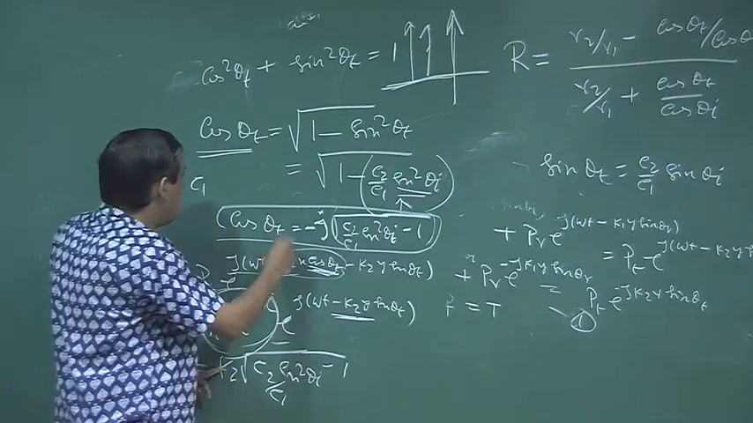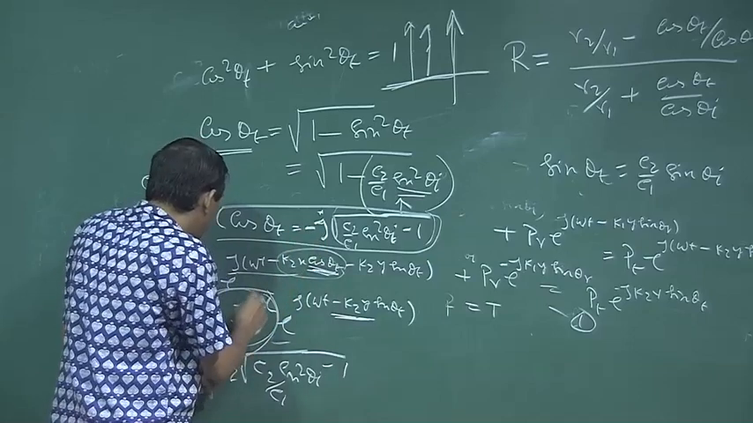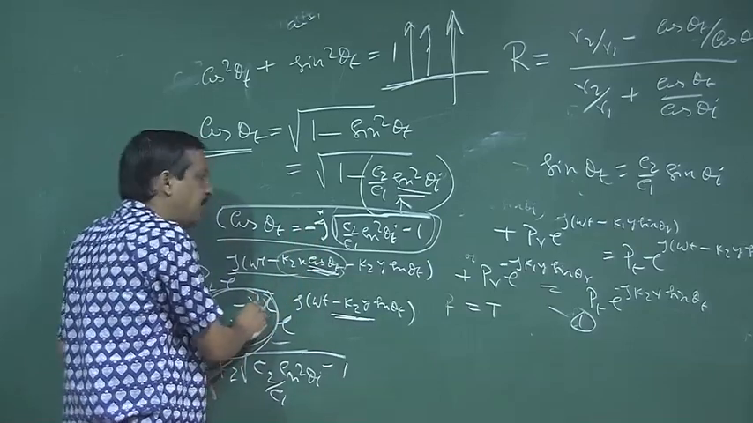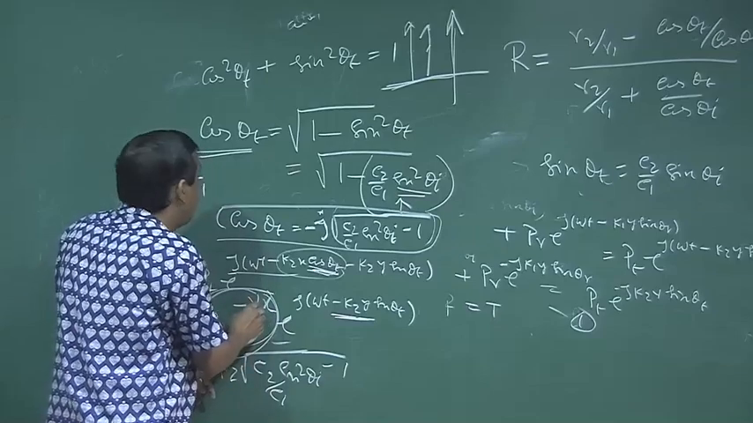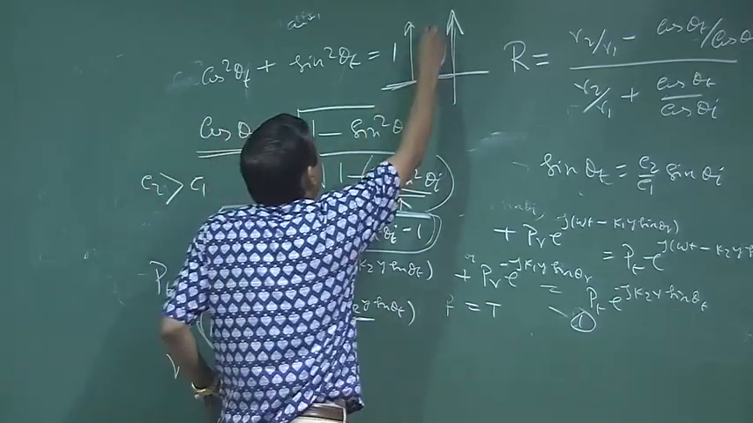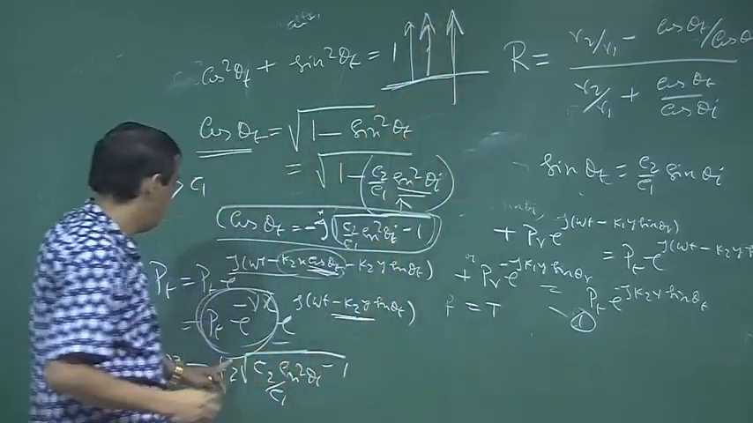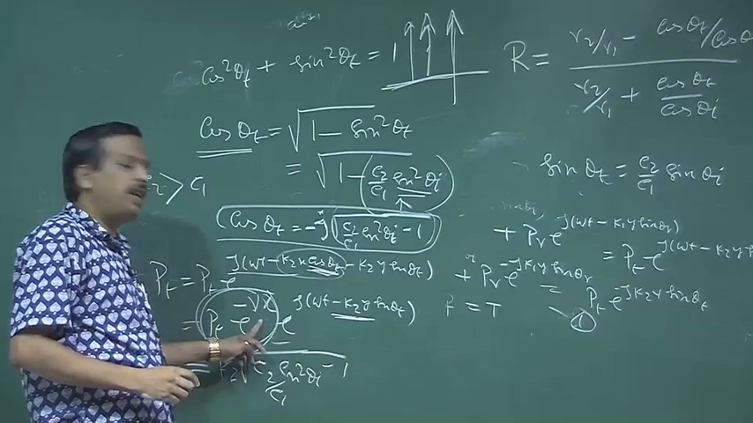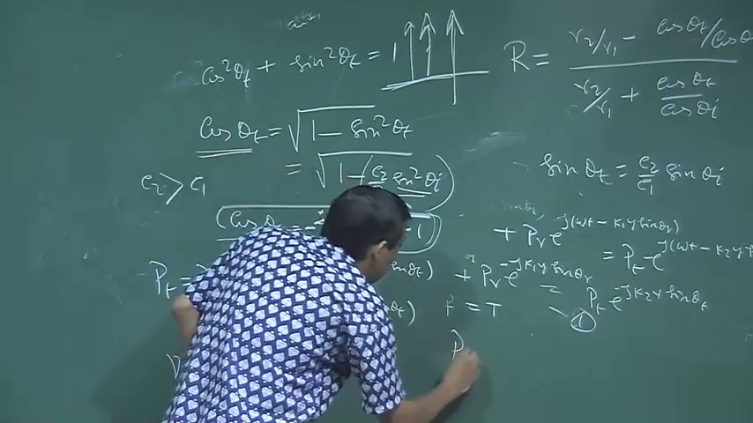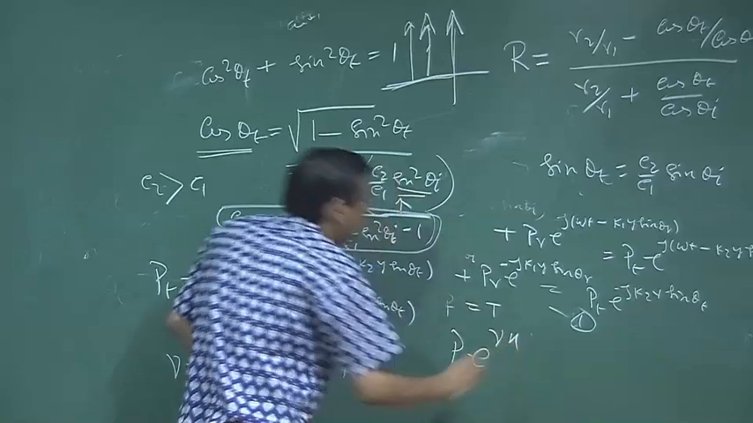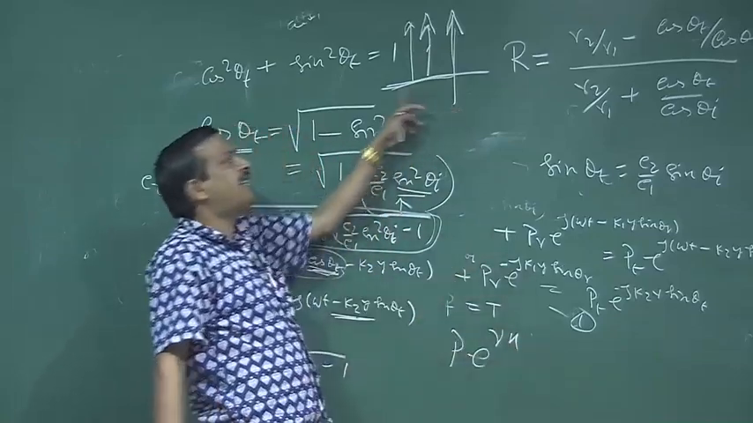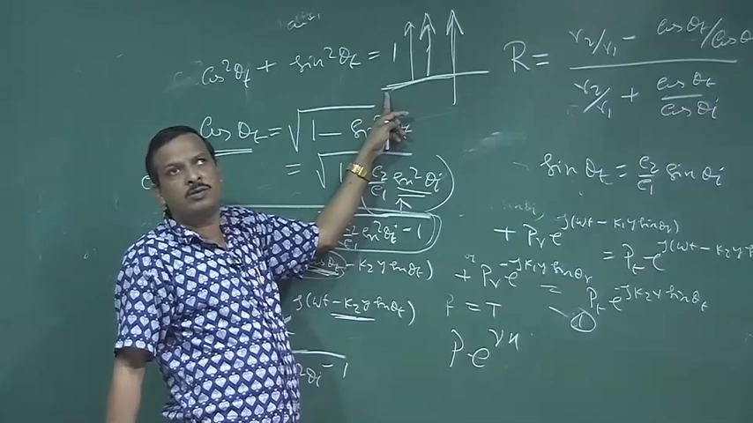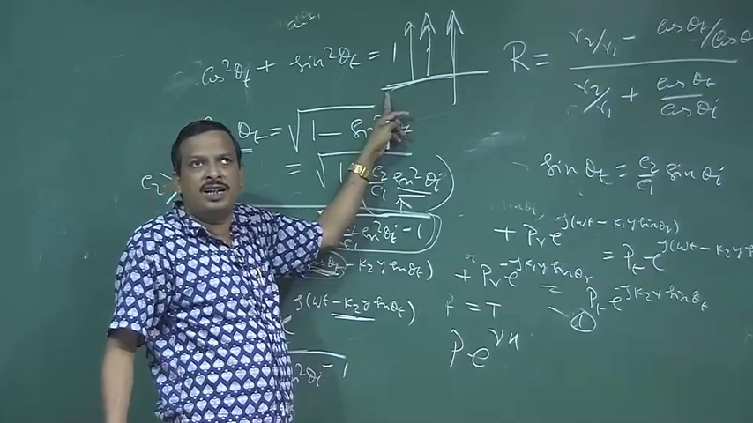Now, this is for positive gamma. If gamma is negative, what will happen? The pressure will increase. If gamma is negative, then it is e to the power plus gamma x, which means the pressure increases exponentially as x increases, which is impossible. It cannot be possible in physical reality.